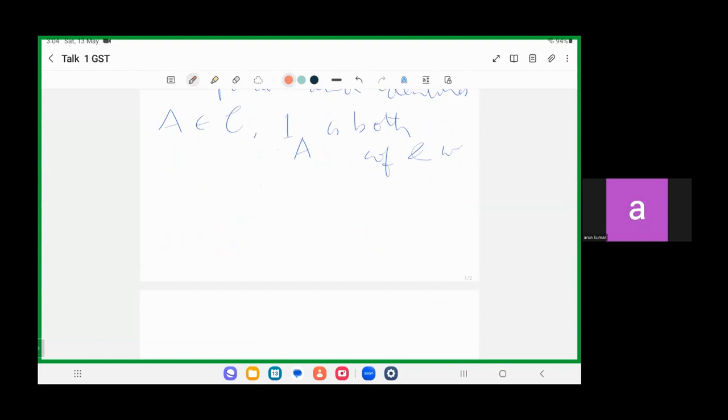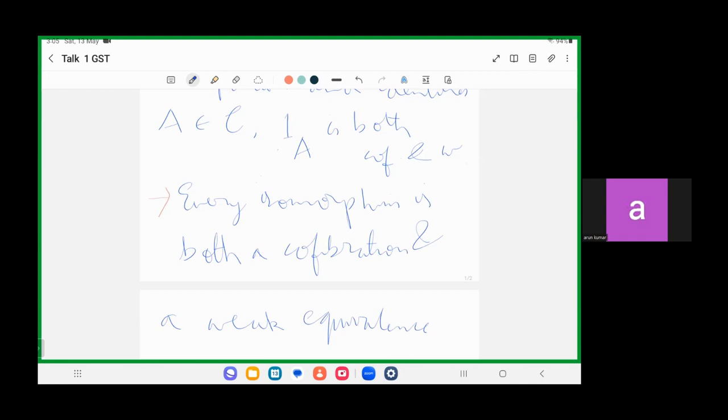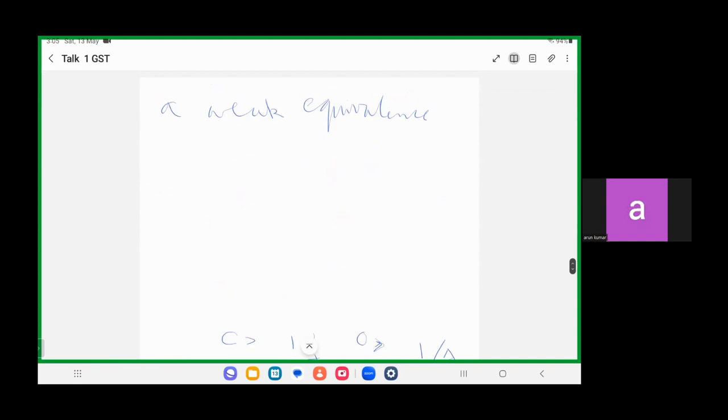And the second property, which is again shared by both cofibrations and weak equivalences, is that they are closed under isomorphisms. So every isomorphism is both a cofibration and a weak equivalence. So every isomorphism belongs to both these categories. That's one of the conditions. And again, so that's one. That's another condition.